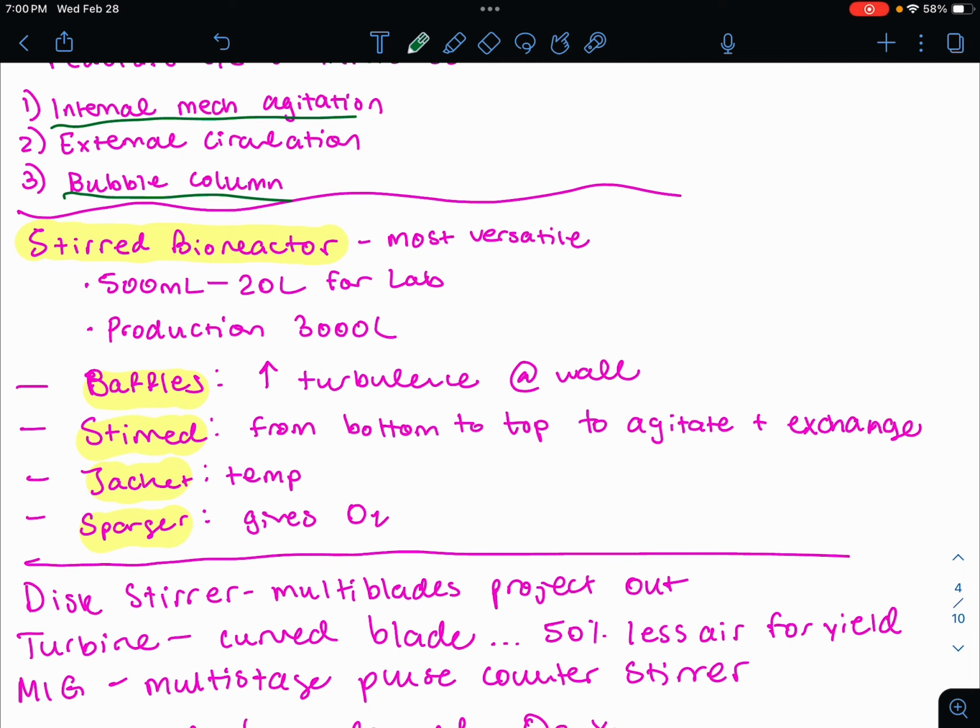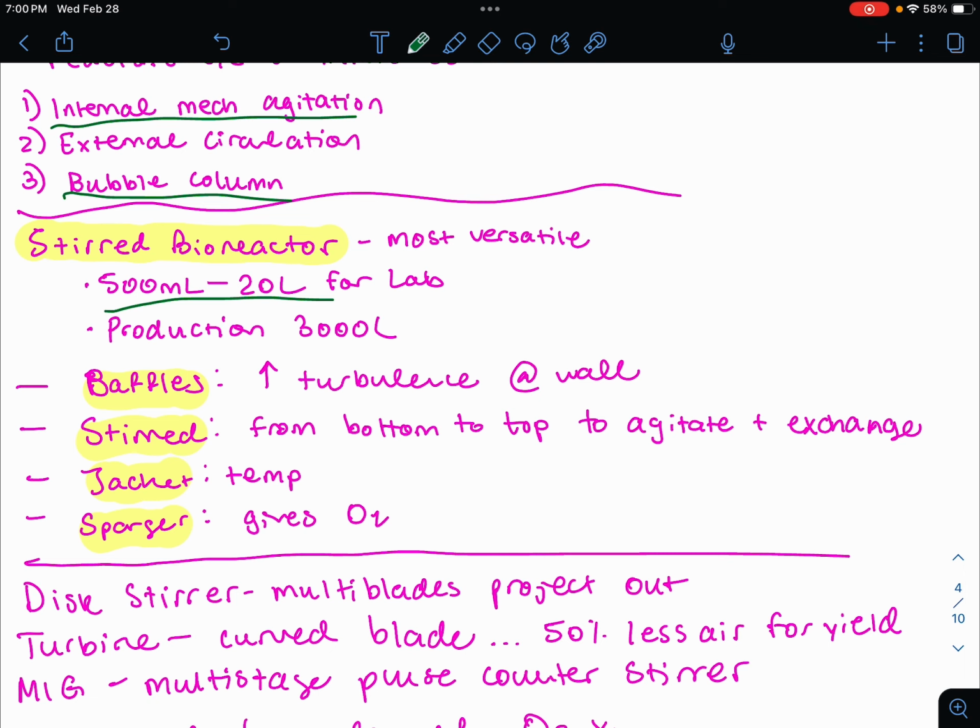All right, let's look at the stirred bioreactor. This is going to be the most versatile as well as the most common. They're going to be lab scale from 500 ml to 20 liters right here. Production level, it's going to be 3,000 liters. So we have these components of it.